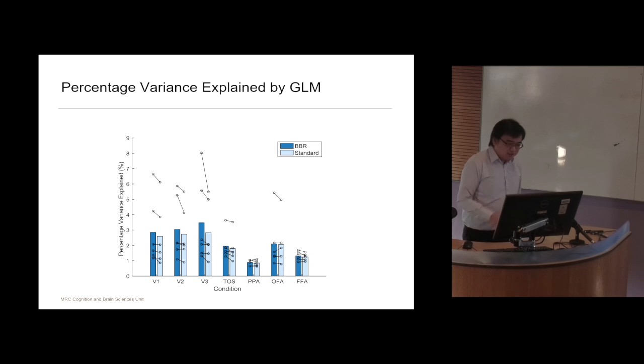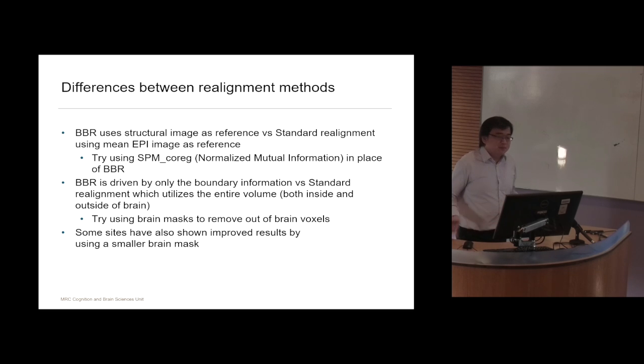Similarly, another measure that we could use was looking at the percentage variance explained by the GLM. So you expect that less noisy data will have a higher percentage variance explained, and that is kind of what you see here, with BBR again performing better than the standard realignment. So now the question becomes, why is BBR performing better? We thought of some of the differences between BBR and what SPM uses.